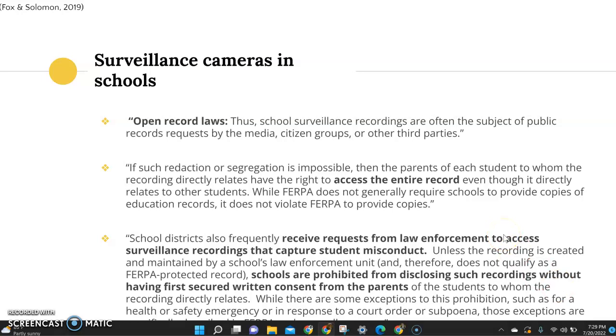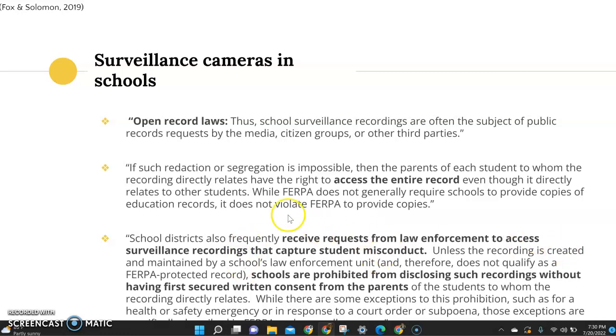So with that, again, there's open record laws. School surveillance recordings are often the subject of public records requests by the media, citizen groups, or third parties, so that's something to keep in mind. So again, there might be some redaction or segregation. Then the parents of each student to whom the recording directly relates have the right to access the entire record. While FERPA does not generally require schools to provide copies of education records, it does not violate FERPA to provide copies.